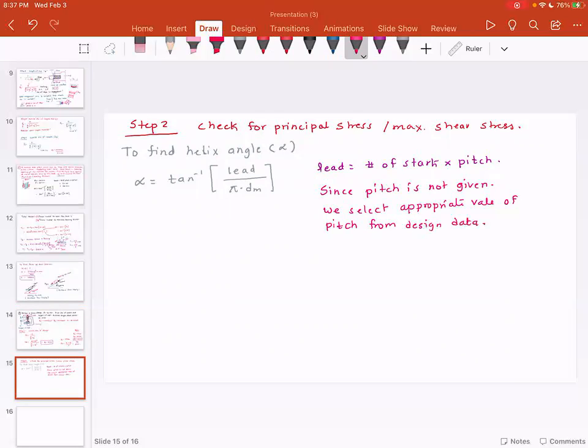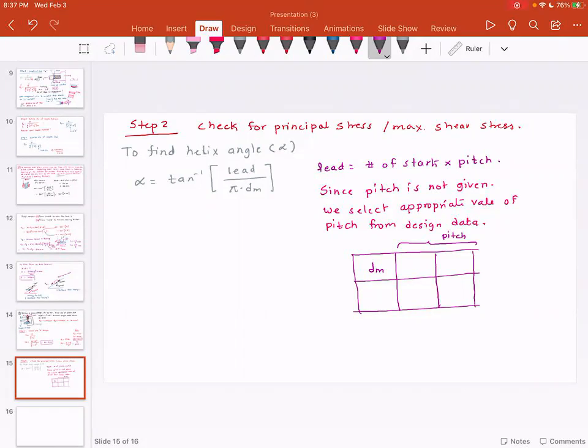Now, when you look at the design data book, you will see different types of threads. If you look at the Acme standard, you will notice for the same mean diameter, so here there will be dm, and there will be different values of pitches. That depends upon the manufacturing process, that depends upon the type of gear. So you can choose any value. Typically, that value will be somewhere in between DO minus DC.